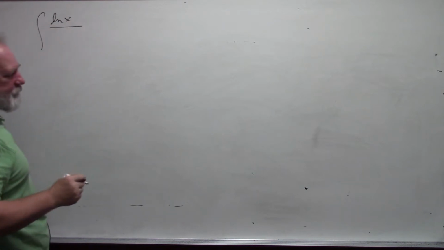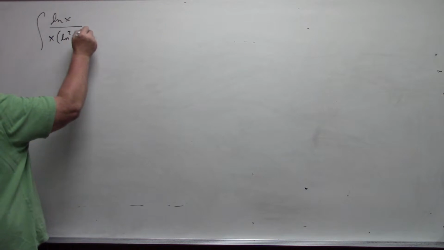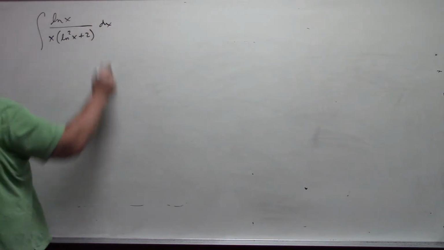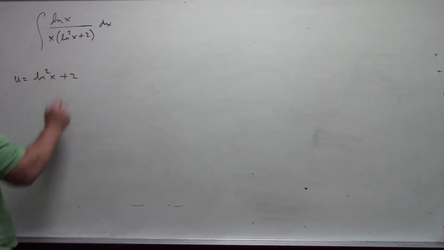I'm going to give you one that I'm not going to do, and then I'm going to do the one that I am going to do. If I have the integral of ln of x over x times ln squared of x plus 2 dx, that is the one I'm not going to actually finish. In this case, my u would be ln squared of x plus 2.